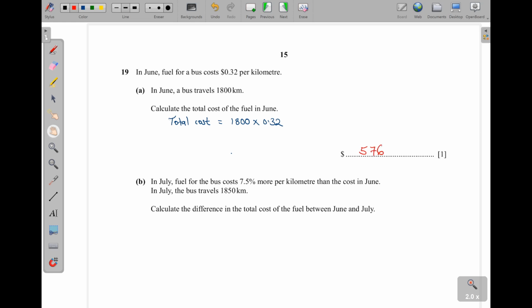So I write my answer here as 576. Next, part B, they are saying in July, fuel for the bus costs 7.5% more per kilometer than the cost in June. In July, the bus travels 1,850 kilometers. Calculate the difference in the total cost of the fuel between June and July. So we need to find the new cost, okay? Cost of fuel in July.